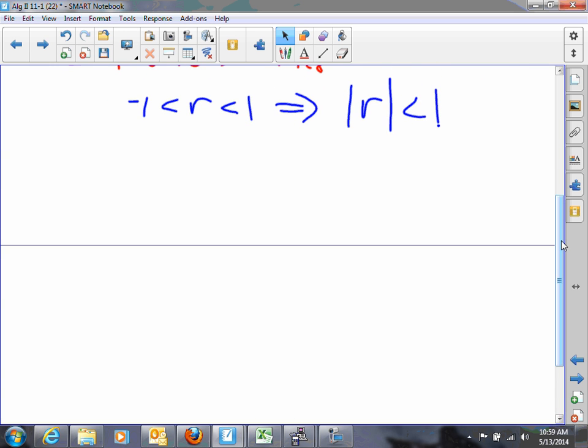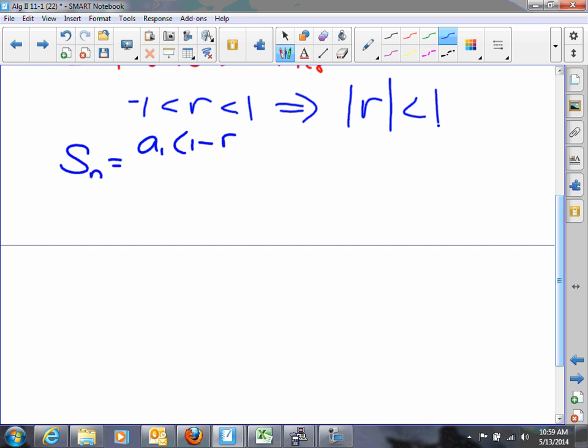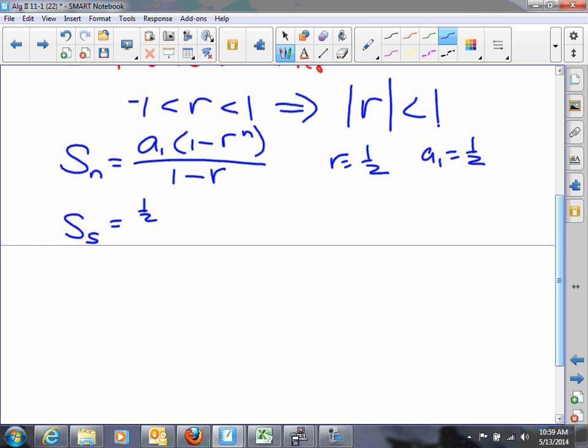Mathematically, the sum of the first n terms of a geometric series is a sub 1 times 1 minus r raised to the n, over 1 minus r. Now, in this particular case, r is going to be equal to 1/2, and a sub 1 is going to be 1/2. And what we're going to do is pick different values of n. For example, S sub 5, in other words, the sum of the first 5 terms, would be 1/2 times 1 minus 1/2 to the 5th, over 1 minus 1/2.